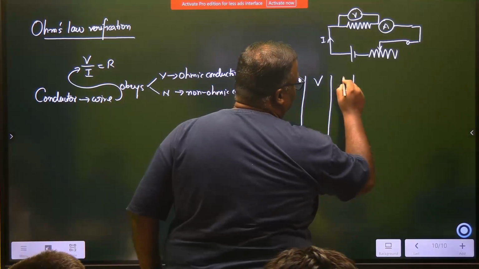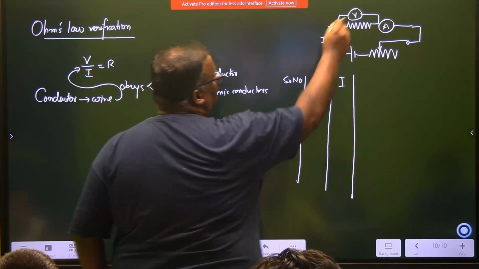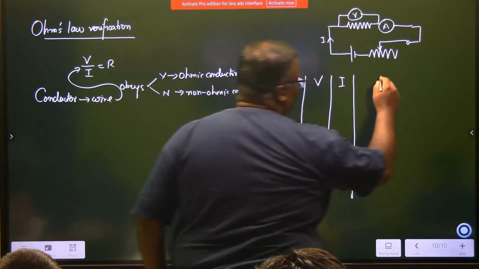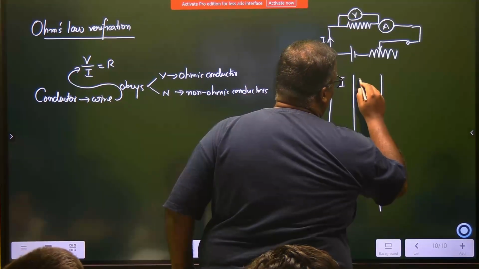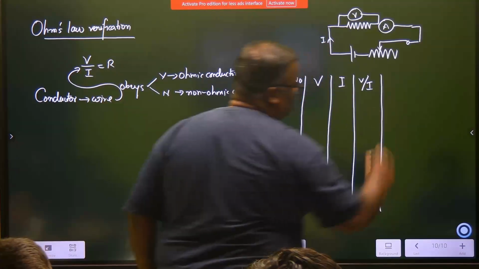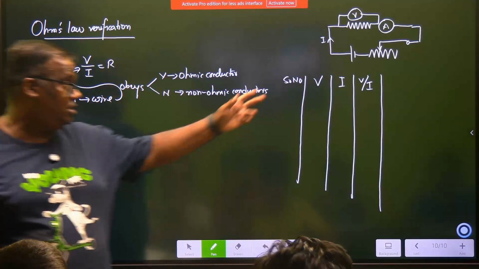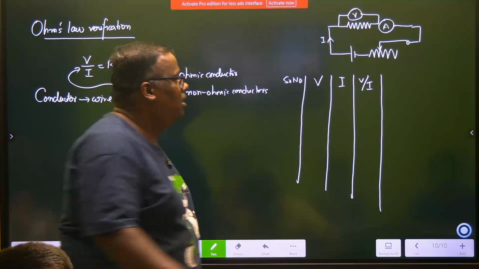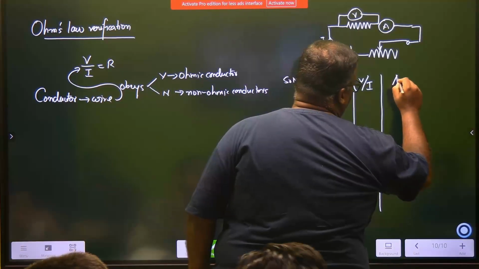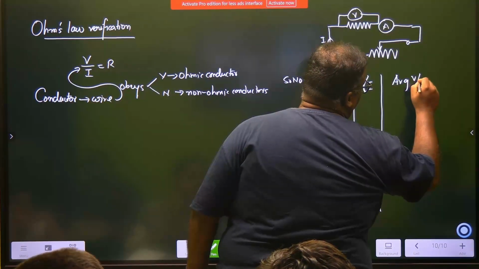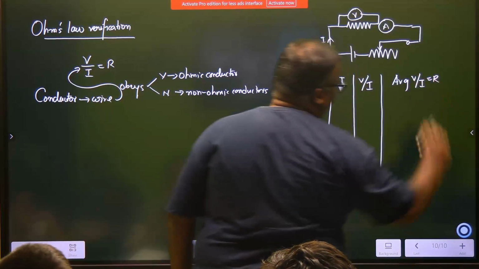This is the current reading. The voltmeter reading is this. This is the current. Here I will calculate the V by I ratio. Basically, I am calculating resistance. This wire's resistance is constant, right? And here I write my average V by I, which is equal to R.